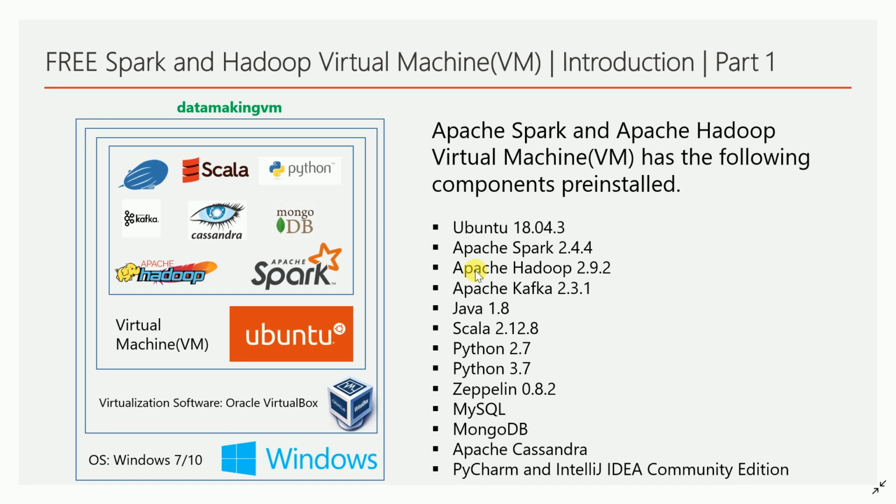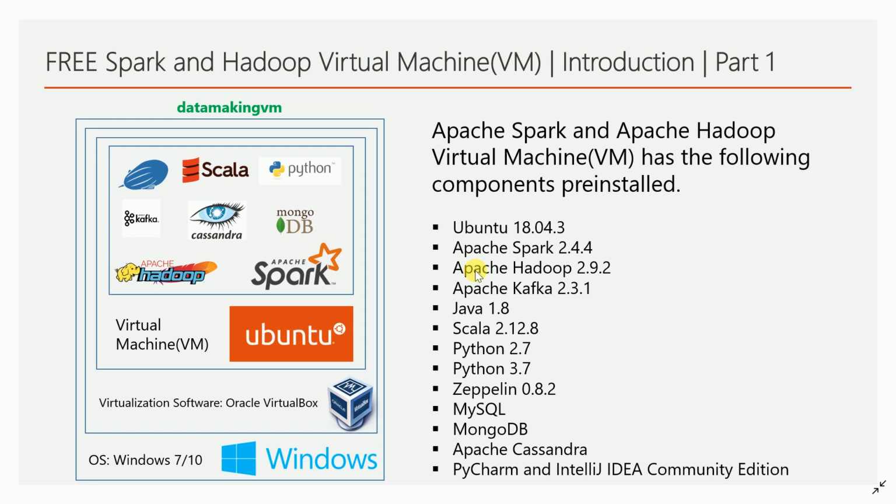So basically, what is this free Spark and Hadoop virtual machine? Basically, we chose a set of big data components, like Apache Spark, Apache Hadoop, and Apache Kafka, etc. And we created a virtual machine so that people who want to quickly start experimenting with the various components in the Hadoop ecosystem can start doing it immediately.